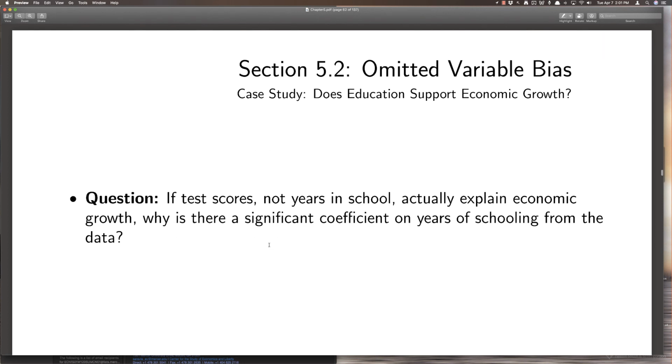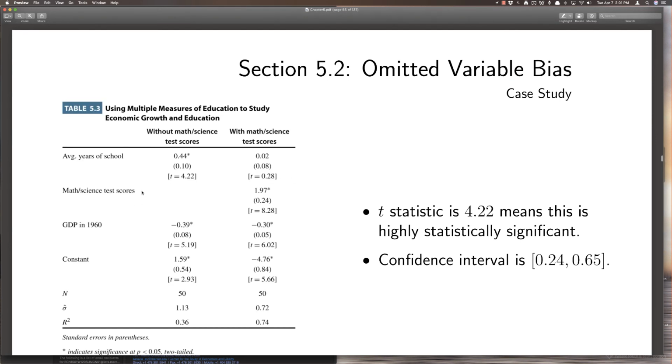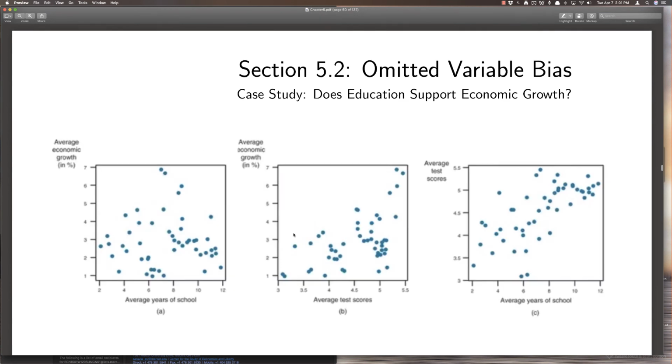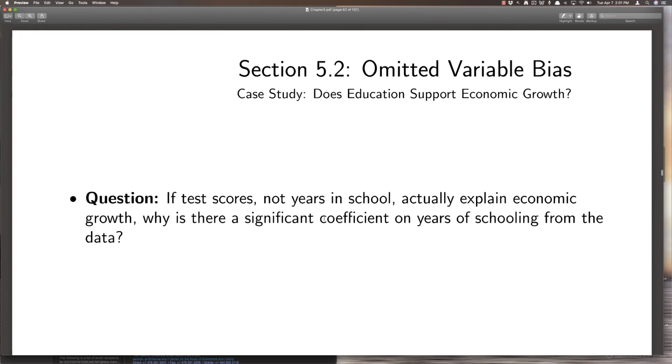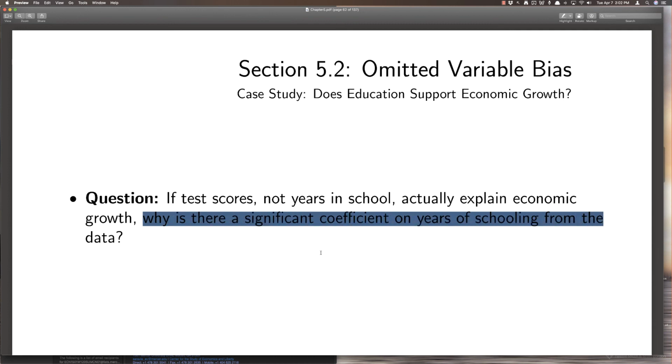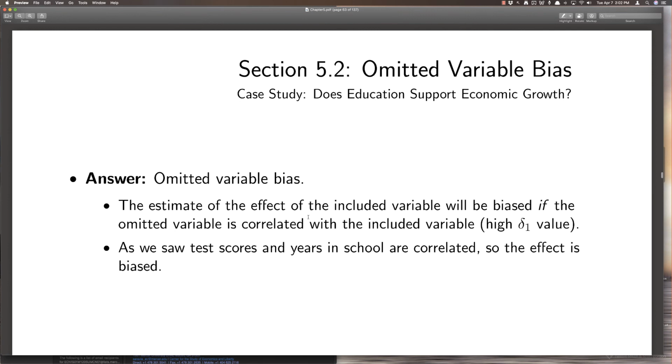And so if test scores, not years of school, actually are the thing that explain economic growth, remember, notice what happened here. Economic growth wasn't explained very well by average years of schooling. It was more about the math and science test scores. All right. So by leaving that out, we would have had omitted variable bias. We would have been wrong. We would have said there was a significant coefficient, and we would have interpreted it. All right. So why is there a significant coefficient on years of schooling in that first column? It's because of the omitted variable bias.